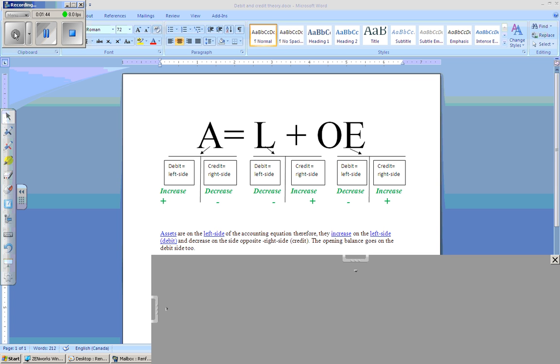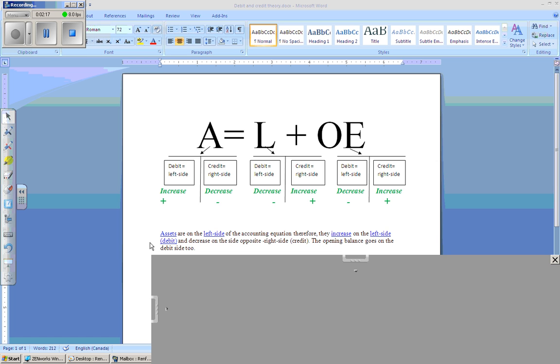I have drawn T accounts below the fundamental accounting equation. On a T account, the left side is the debit side and the right side is the credit side. That's all debit and credit means. Debit just refers to the left side of a T account, credit just refers to the right side of the T account. But depending on what type of account it is will depend on whether debit increases the account or decreases the account. I have written the rules below the fundamental accounting equation.